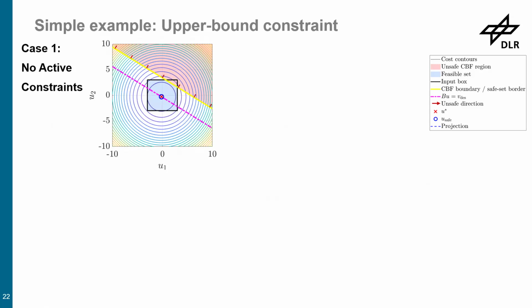Basically, everything on this side here is safe. Everything on that side is unsafe. And for the box constraint of the input, it is everything in this box. And normally you're trying to search for a solution that is outside of the red region and inside of the box, and also lying on this line. And in this case, it works because no constraint is active, so we're good to go.